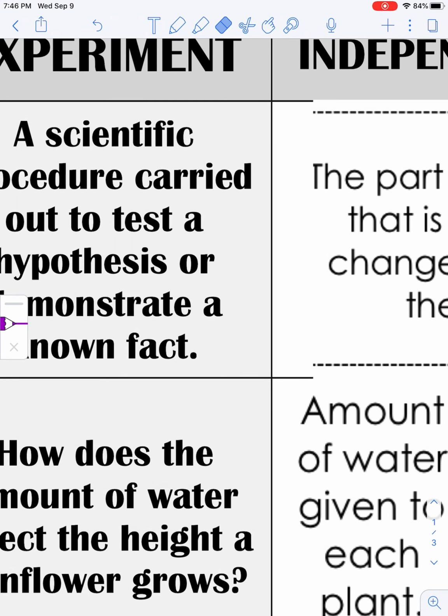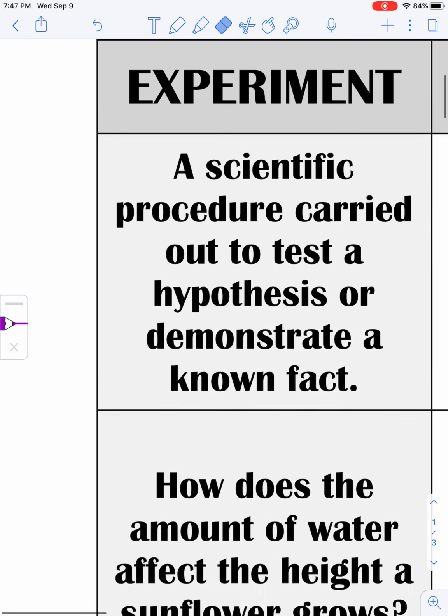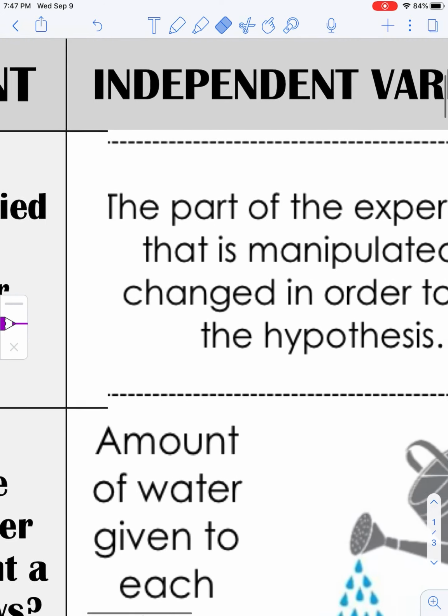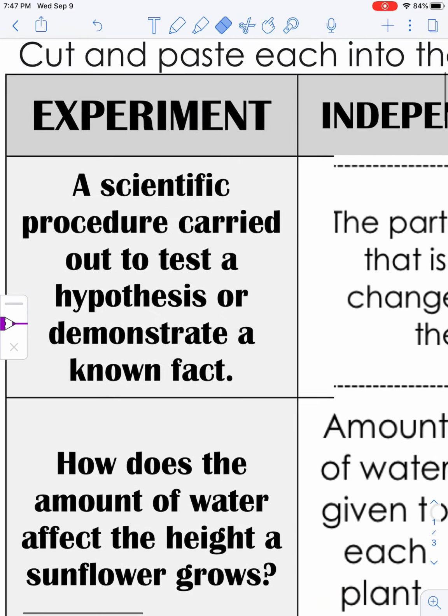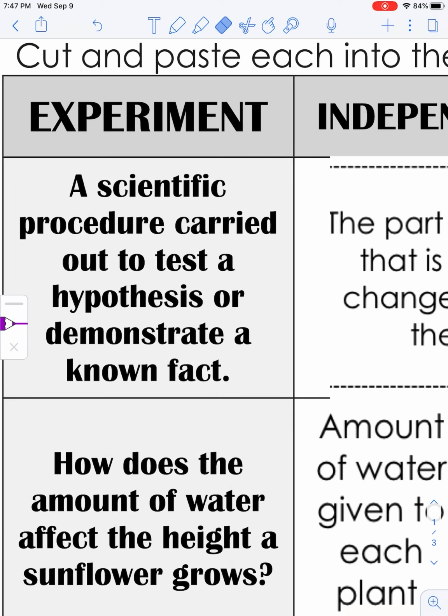Hey guys, let's go ahead and go over this independent, dependent variables sort that you did today. Okay, so we're going to cut and paste those items in for the independent and dependent variable that match the experiment, and then we're going to add together the control variables.